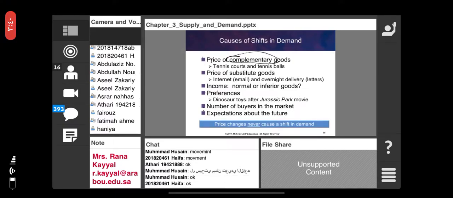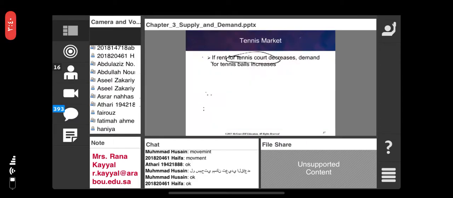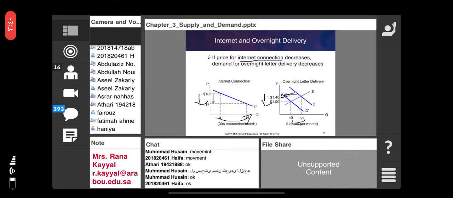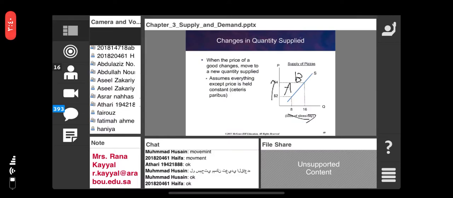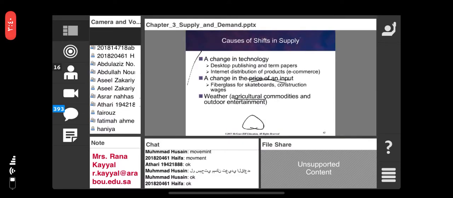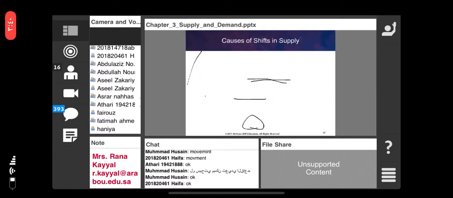Price change will never cause a shift in demand. The price of the product itself will not lead to a shift. The same for the supply. Any factor that affects the supply, other than the price of the product itself, will lead to a shift in the supply curve.